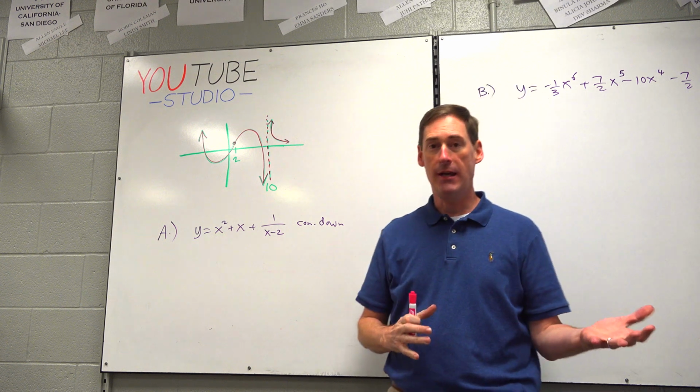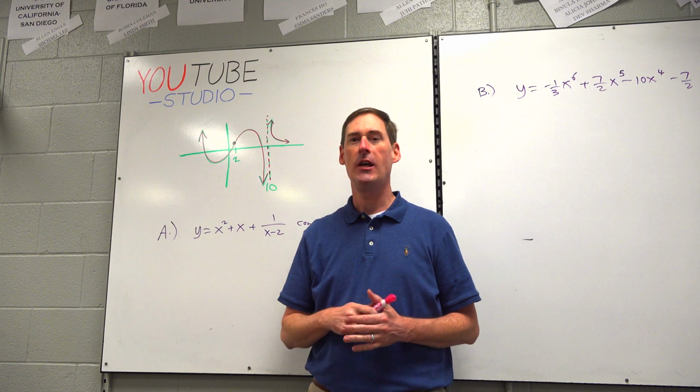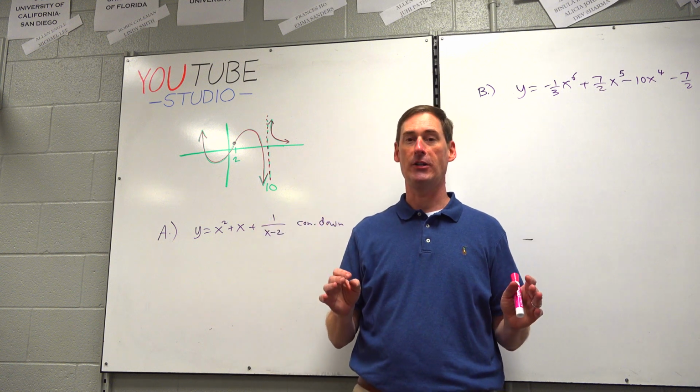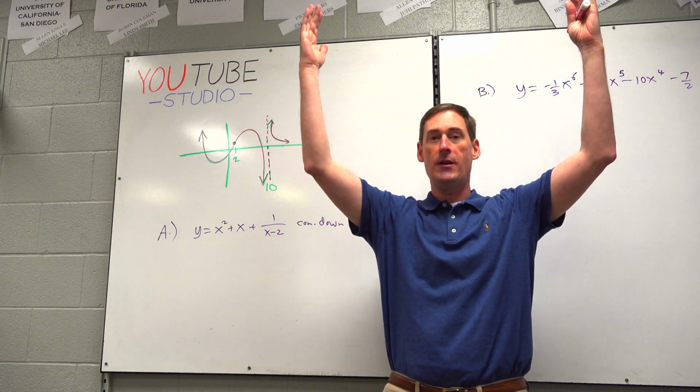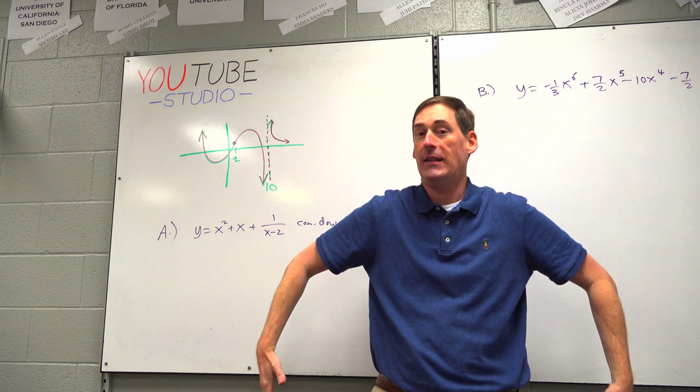So, concave up and concave down. We loosely talked about it back in integrated classes. Now we're going to officially talk about it in calculus. y equals x squared is concave up. But y equals negative x squared is concave down.